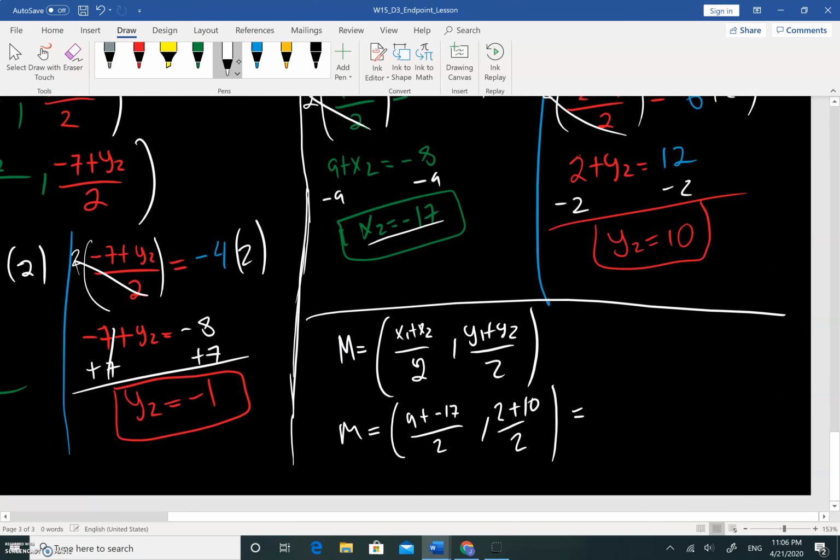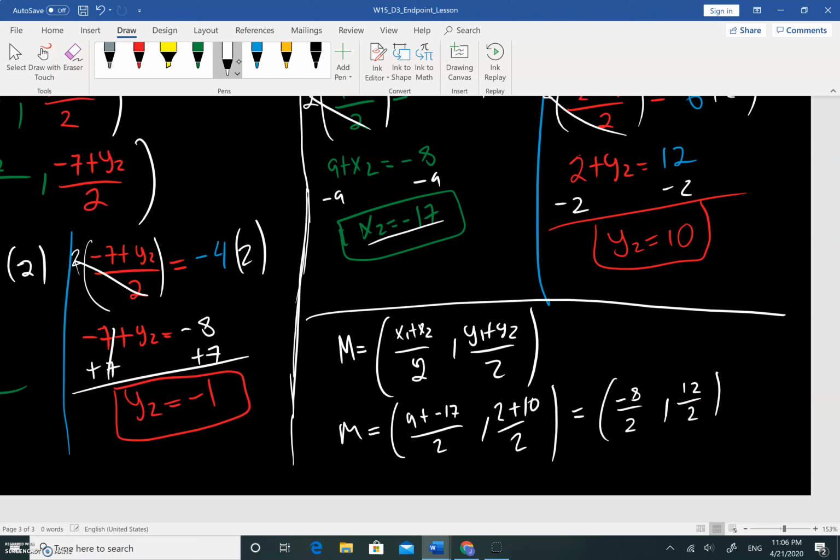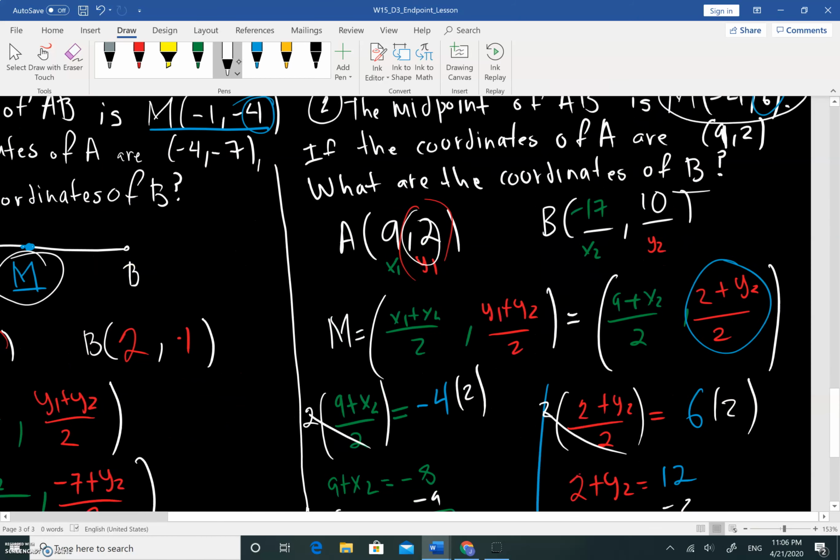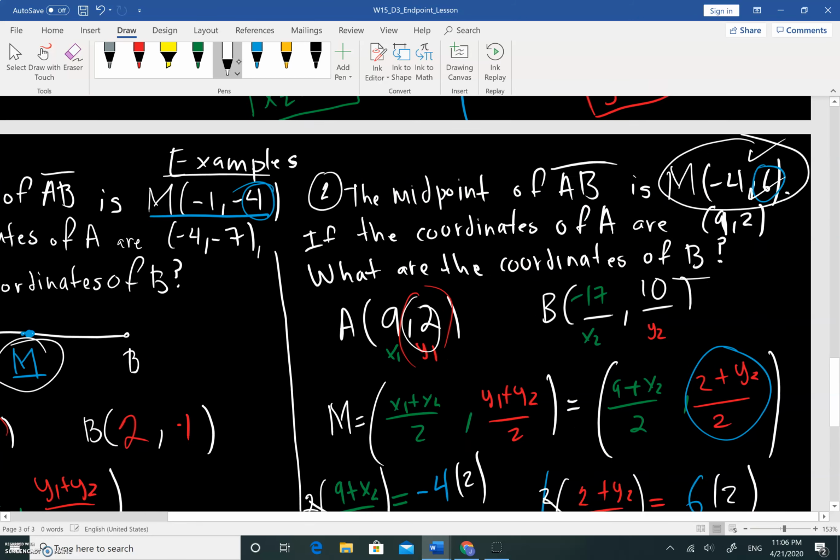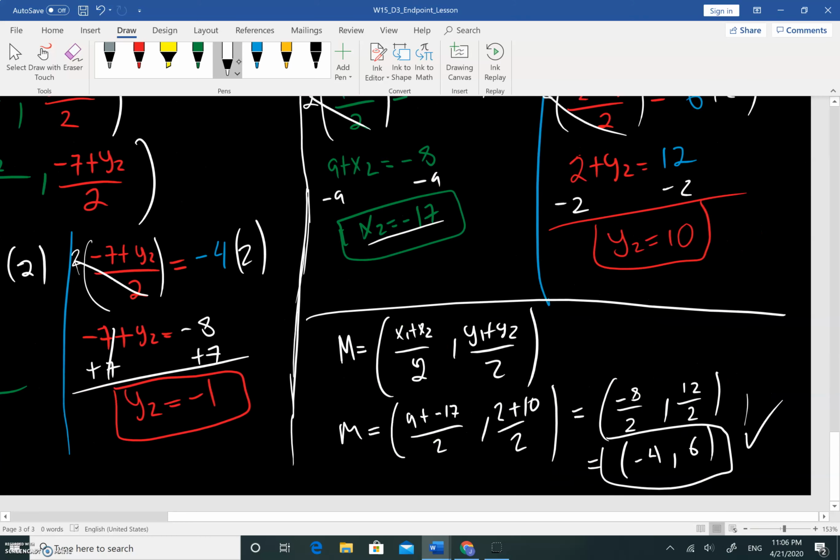So 9 minus 17 is going to be negative 8, divided by 2, and then the second part is going to be 12 divided by 2, because 10 plus 2 is 12, and then we simplify it. Negative 8 divided by 2 is negative 4, and 12 divided by 2 is 6. Is this correct? Well, let's check on top. Yes, it checks out. We got the right answer.